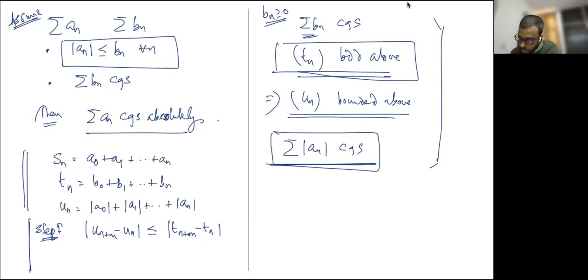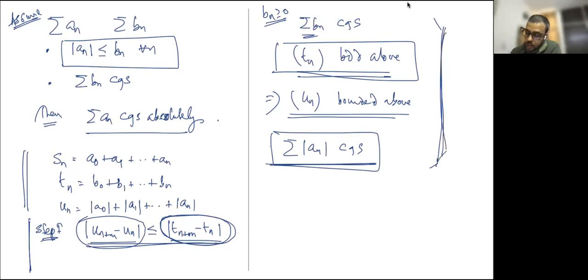So if you want to use the Cauchy property, you have to go through these steps. This inequality would give you, since Tn converges, that Tn is Cauchy. So this difference you can make small. By this inequality, you can make these differences small. So un would be Cauchy, which would mean the summation of an would converge absolutely. It won't be too much more complicated, but possibly this would be slightly simpler.